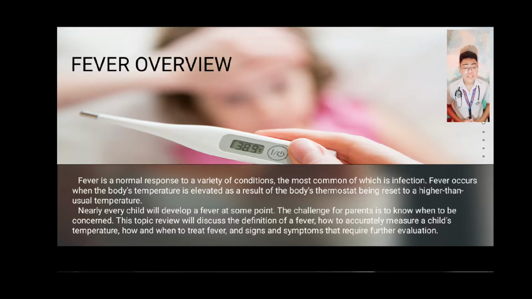This topic will discuss the definition of fever, how to accurately measure the child's temperature, how and when to treat fever, and signs and symptoms that require further evaluation.